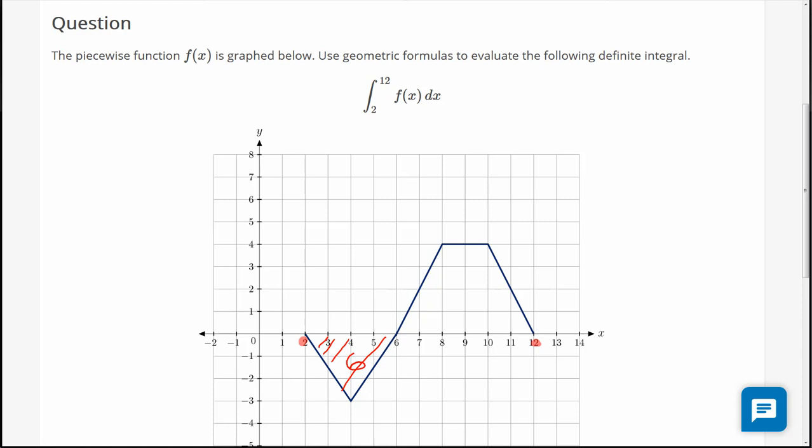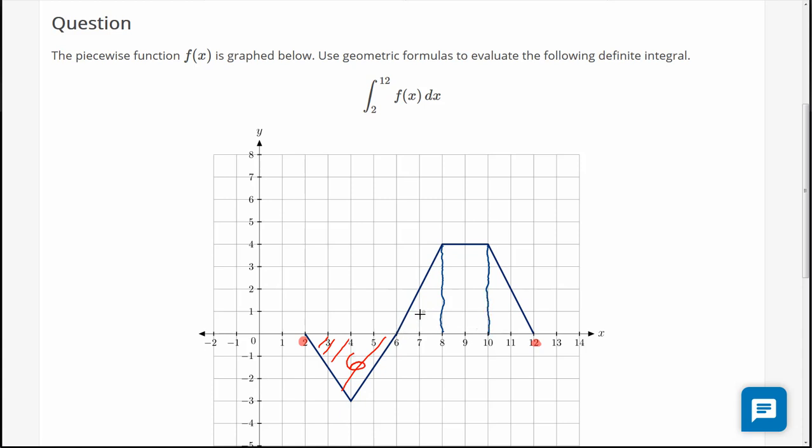All right, and now let's move over to this piece. This is a trapezoid, and there are formulas for finding the area of a trapezoid, but honestly, I never remember them. Well, actually, I do remember it, but I'm just going to do it piece by piece here.